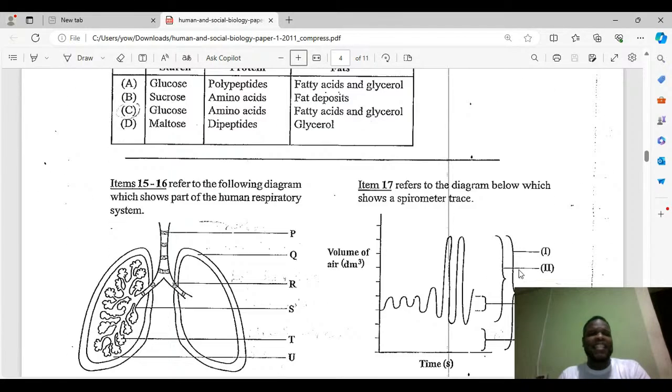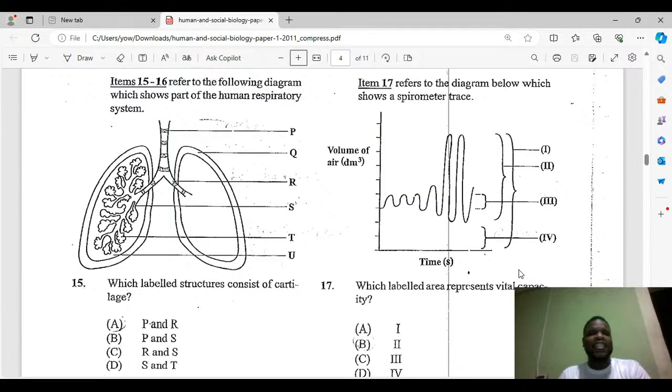15 and 16. This is showing the lung, and it says refer to the following diagram which shows part of a respiratory system. Question 15 states: which labeled structure consists of cartilage?